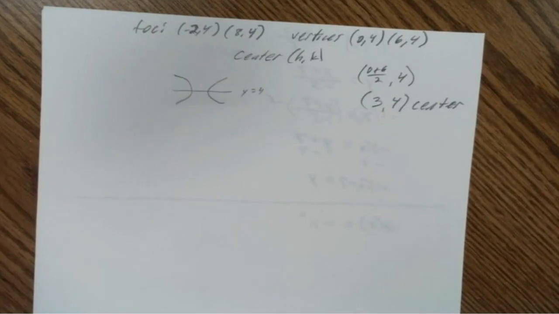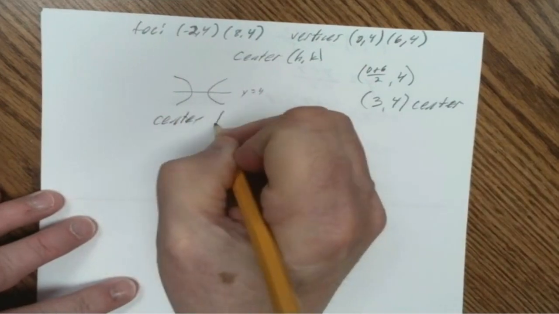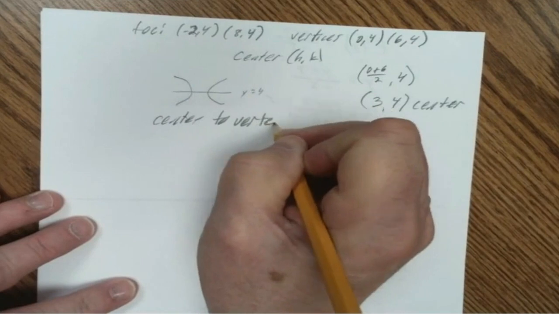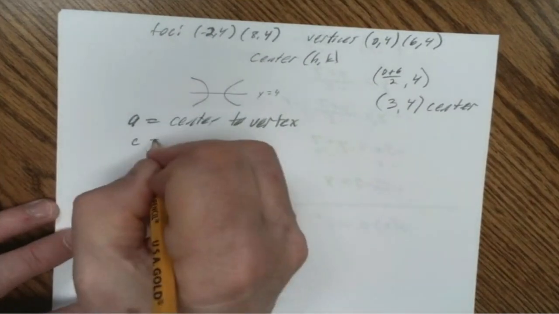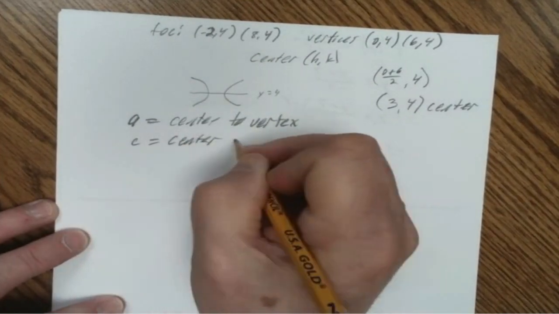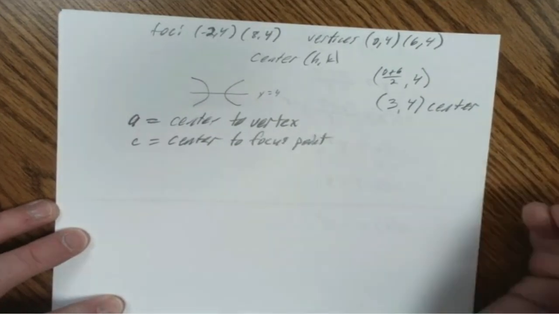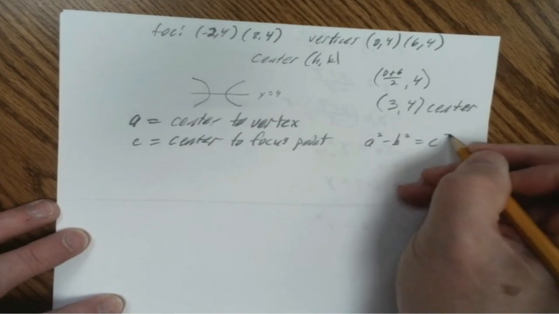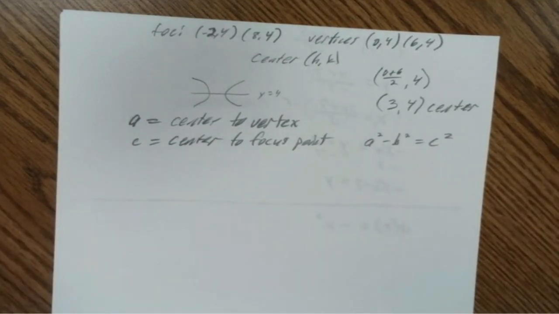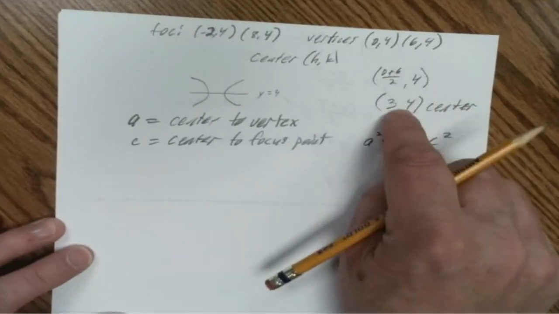So from the center, remember, from the center to the vertex is A. And from the center to a focus point is C. And again, we can use A squared minus B squared equals C squared to find the other value there. So let's see how far it is from the center to a vertex. We can pick either one, it doesn't matter. So let's pick the second one.